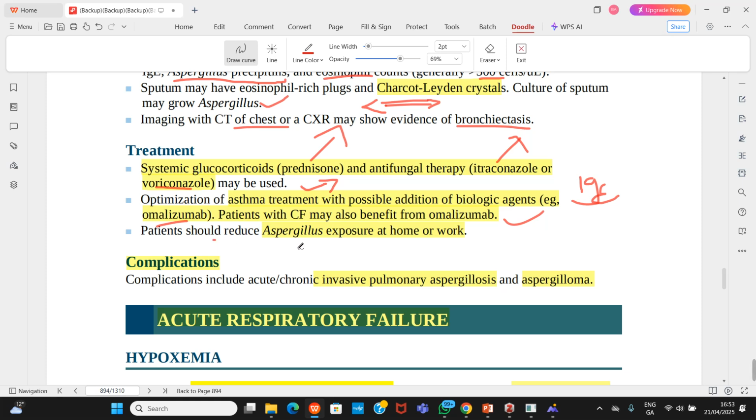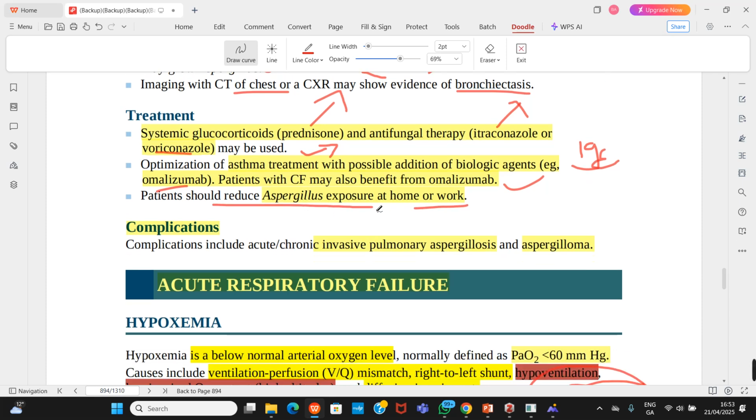So just try to reduce exposure to aspergillus, maybe from work or exposure in the field or something. Just limit aspergillus exposure. Don't be soaking wet clothes. They should not be putting them in the house and spreading wet clothes that can grow the molds of all these fungi.